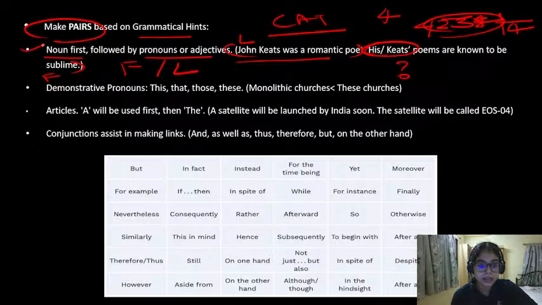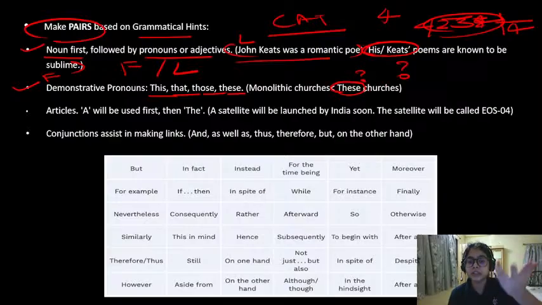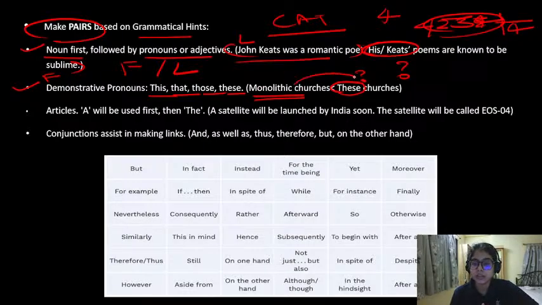The other way that you can make pairs is through demonstrative pronouns. Okay, this, that, those, these. ये किसी को point कर रहे हैं. For example, these churches. ठीक है, कौन से churches? Somewhere their name is mentioned in the above sentence. So if it's monolithic churches or some specific churches, so this will be therefore a pair.